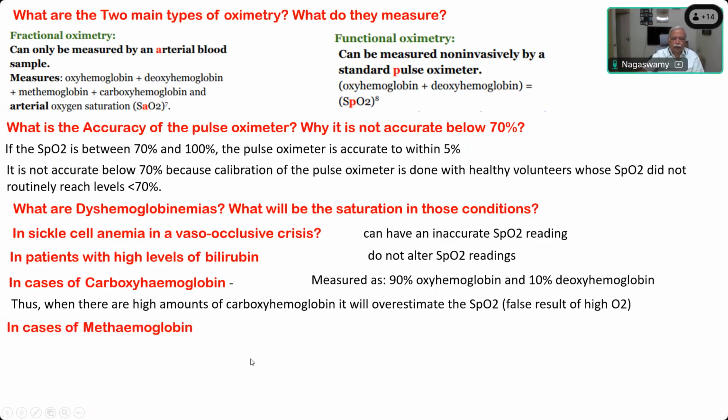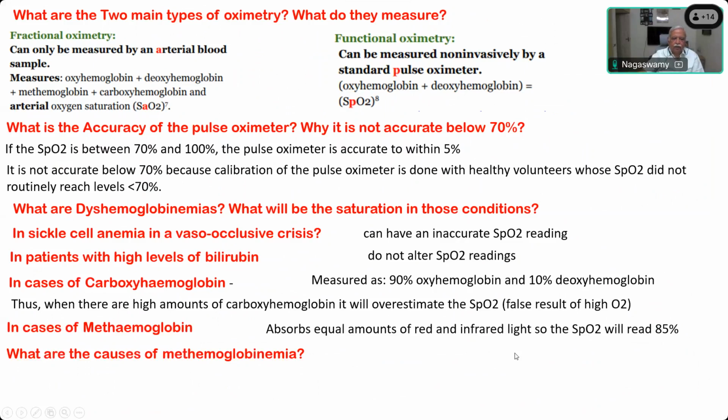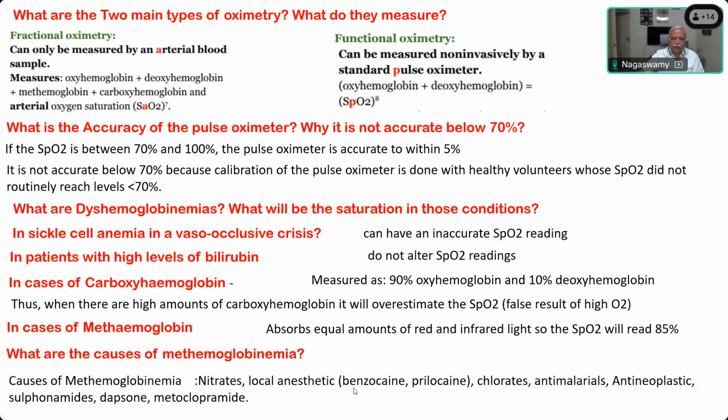In cases of methemoglobin, what will happen? Underestimate the saturation. Excellent. It absorbs equal amounts of red and infrared light, so SpO2 will read as 85%. Very good. What are the causes of methemoglobinemia? Now that we have seen these changes. Cyanide poisoning, sir. There are several causes. Not only cyanide. It can be because of nitrates, local anesthetics like benzocaine or prilocaine, chlorates, anti-malarials, anti-neoplastics, sulfonamides, dapsone, metoclopramide. Even metoclopramide can be a culprit for methemoglobinemia. So these are all the things that we have to know.